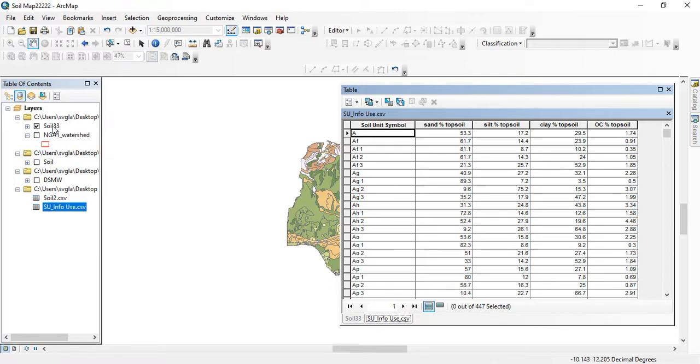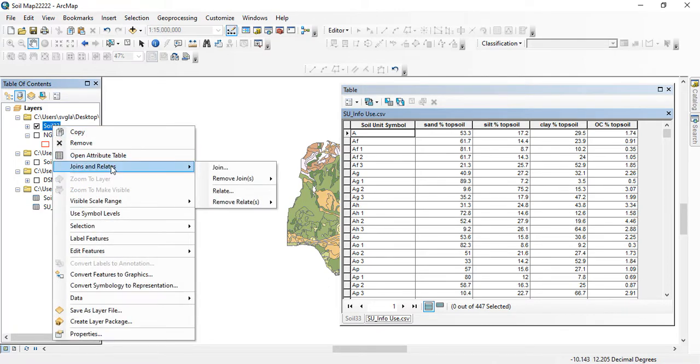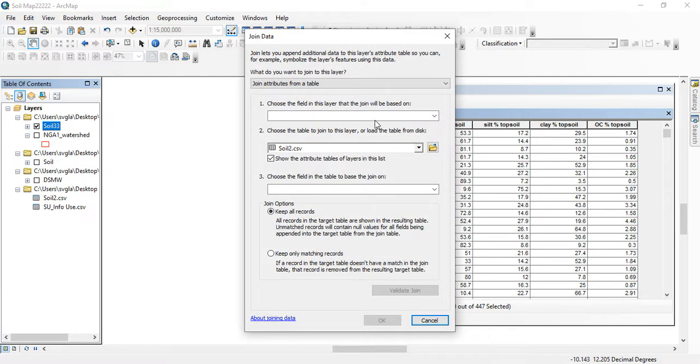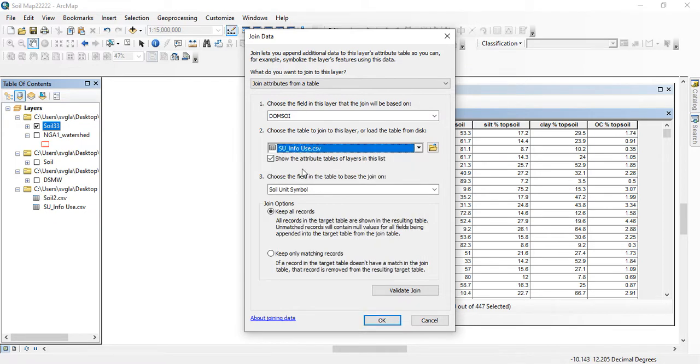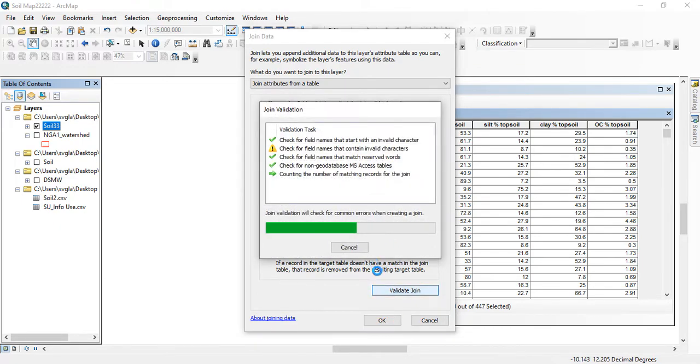So I will join. I want to join and relate the table. My dump soil is the same thing as my soil unit symbol. Validate the joining.